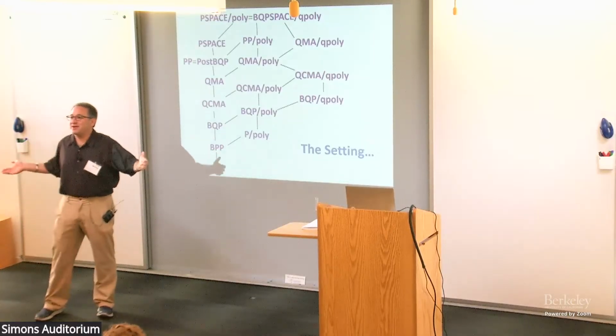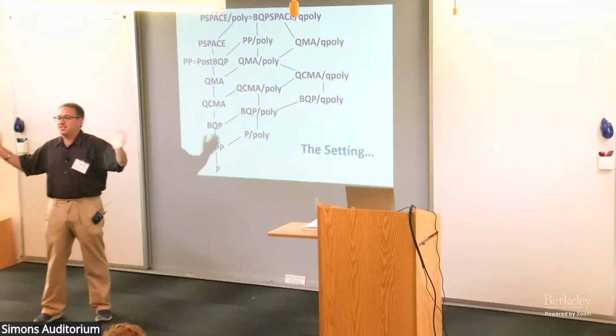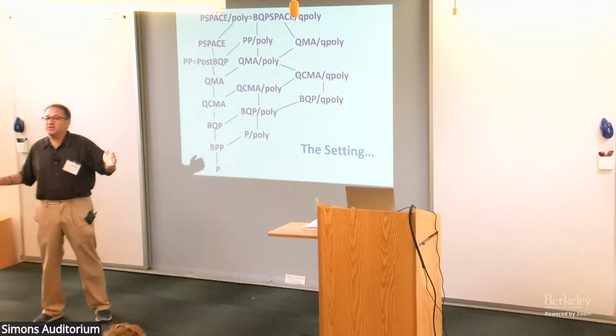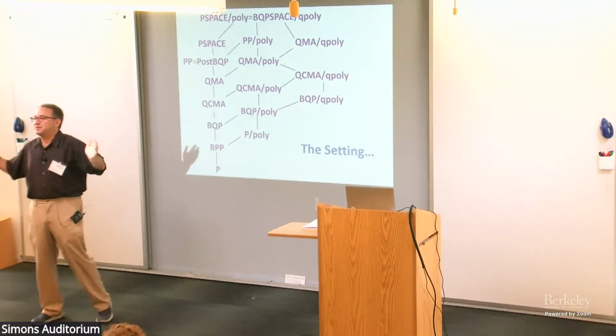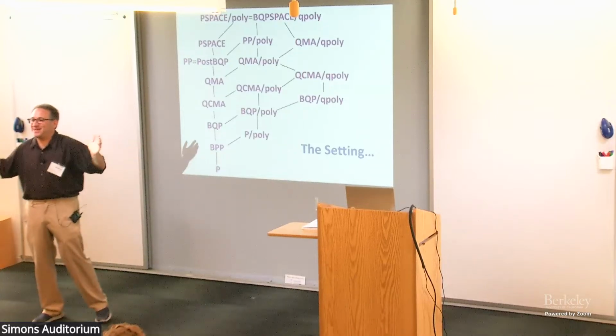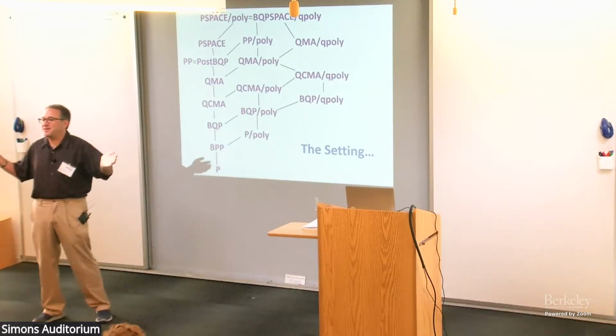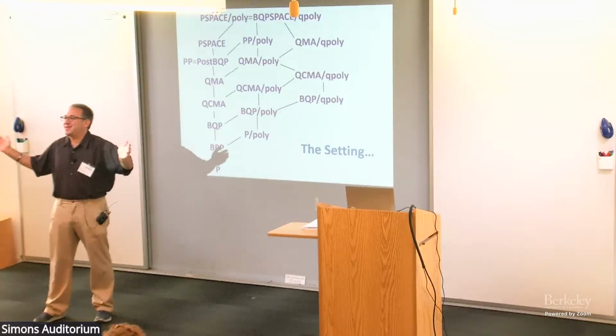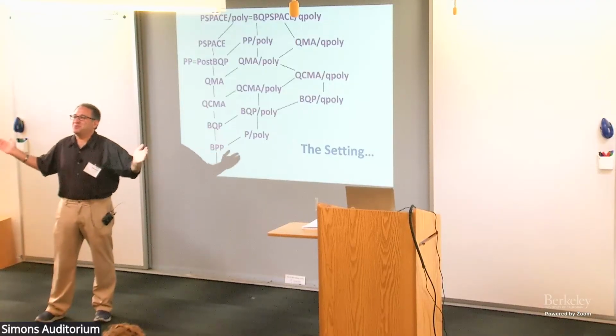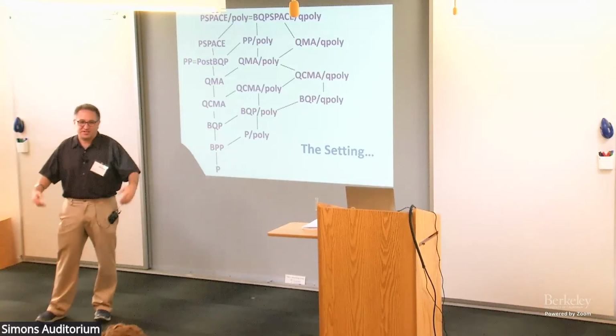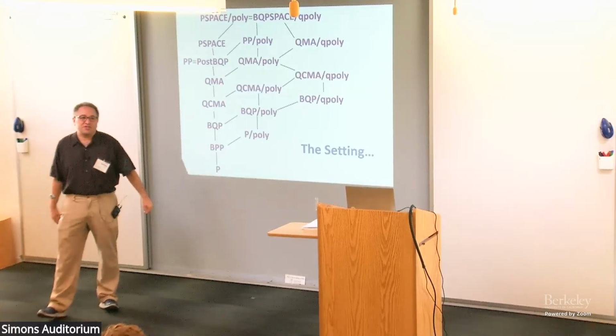A priori, you could have imagined that a single quantum advice state would just somehow unlock every possible input of size n. That just by measuring it in the appropriate basis, it would encode the answer, encode the entire truth table of an arbitrary Boolean function. But this shows that that's not the case.